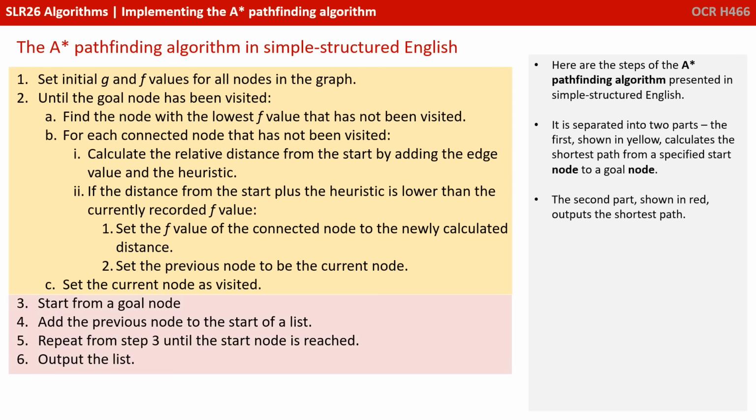So here are the steps of the A-star pathfinding algorithm presented in simple structured English. It's separated into two parts. The first, shown in yellow, calculates the shortest path from a specified start node to a goal node, and the second part, shown in red, outputs the shortest path that it's discovered. Pause the video for a moment and study the structured English in relation to the example that you've just been shown.